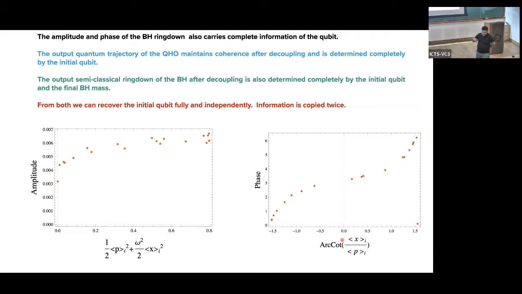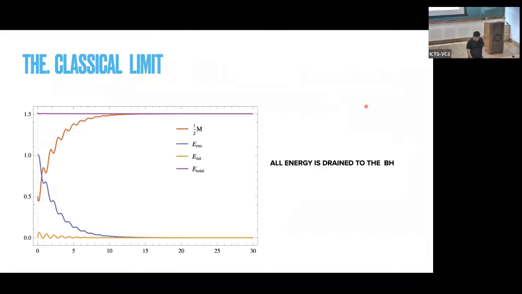So this is so far a pure state. If you do a mixed state, then the decay exponent would be encoded in the purity. The important thing is that from both we can recover the initial qubit fully and independently. Information is copied twice. So this is an example where you can recover the information in two different ways and independently from the initial thing.